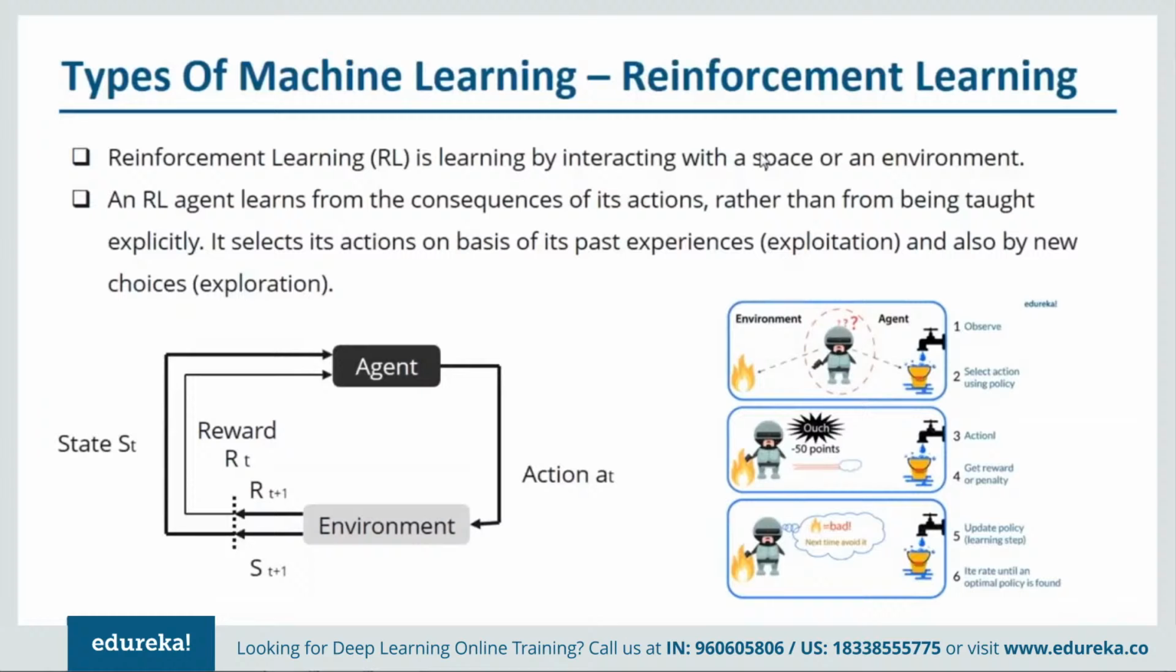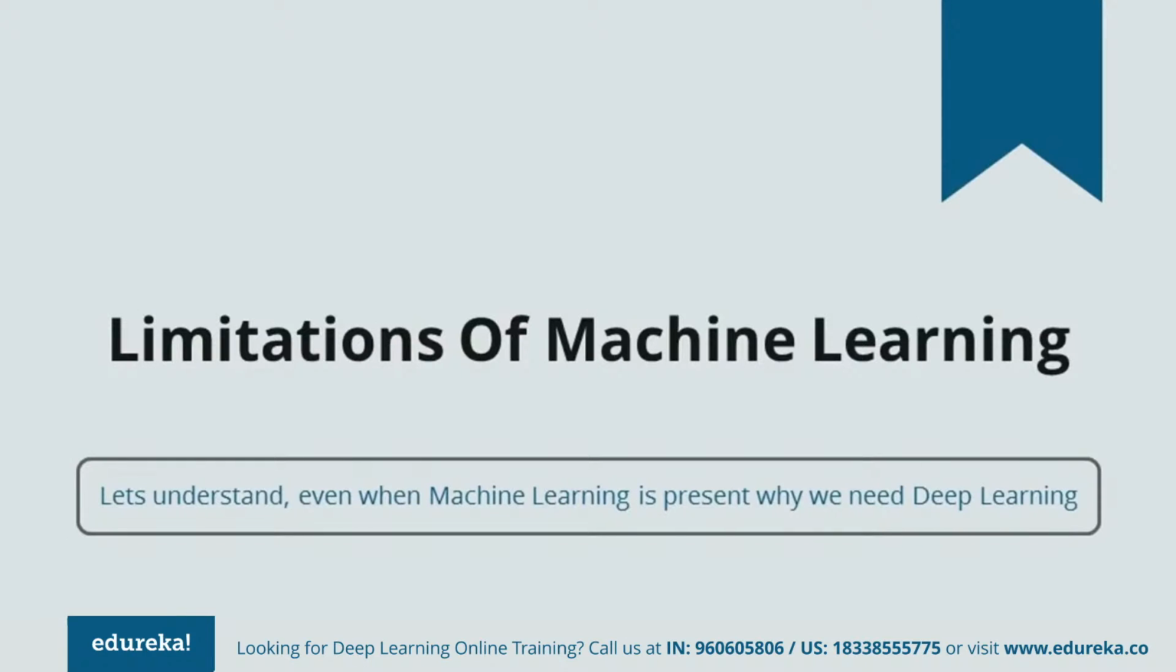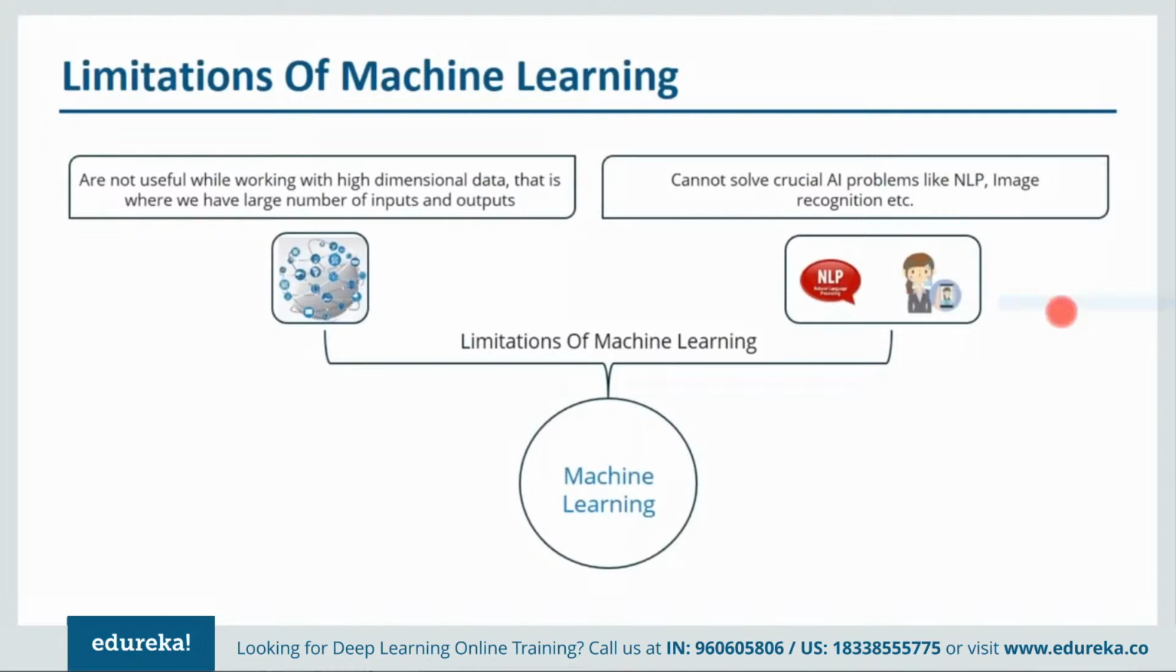So let us move forward and understand, when we have machine learning, why do we need deep learning? That is, we'll look at various limitations of machine learning. Now the first limitation is high dimensionality of the data. The data that is now generated is huge in size. So we have a very large number of inputs and outputs. Due to that, machine learning algorithms fail. They cannot deal with high dimensionality of data, or you can say data with a large number of inputs and outputs. Now there's another problem as well in which it is unable to solve crucial AI problems, which can be natural language processing, image recognition, and things like that.